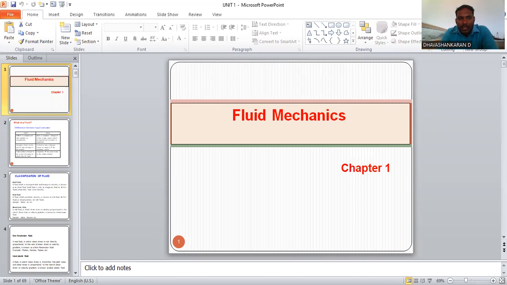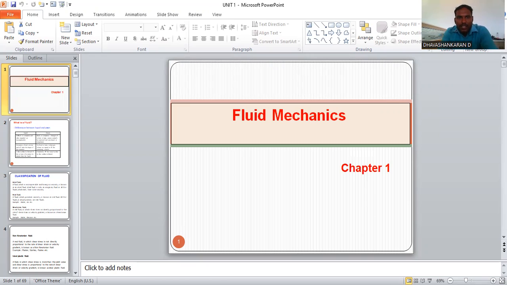The third one is the Newtonian fluid. Here, a relationship is drawn between the shear stress and the velocity gradient. Based on this relationship, fluids are classified into Newtonian fluid and non-Newtonian fluid. A Newtonian fluid is defined as one where shear stress is directly proportional to the rate of shear strain or velocity gradient. For example, we can take water as an example of both a real fluid and a Newtonian fluid.